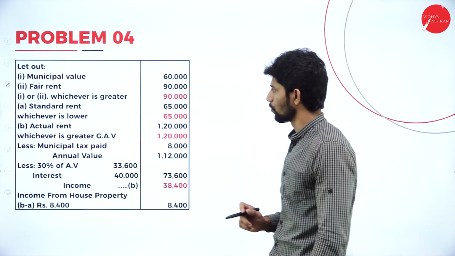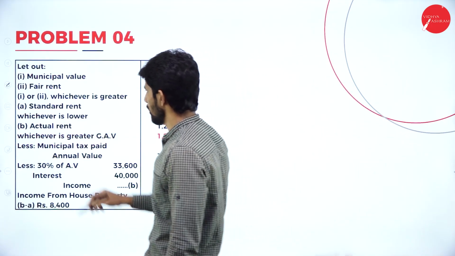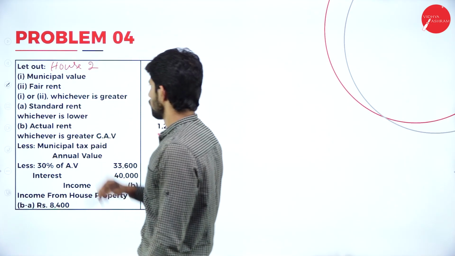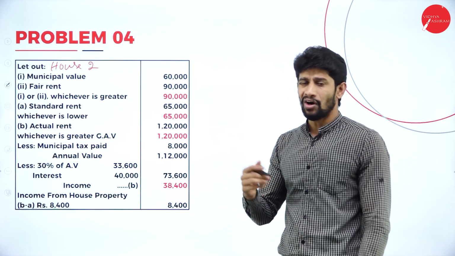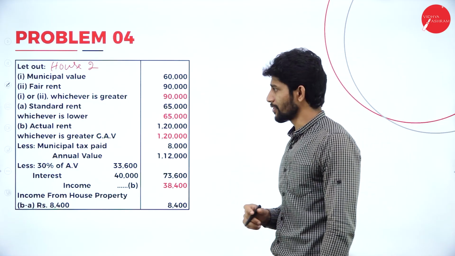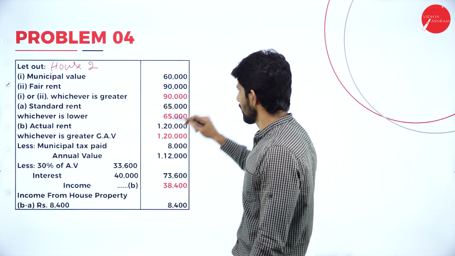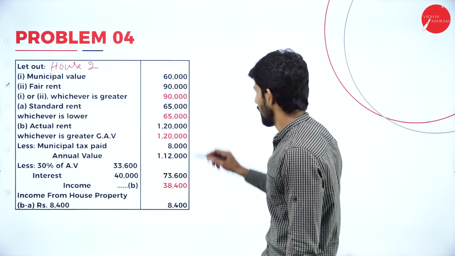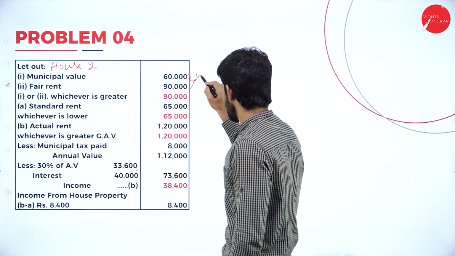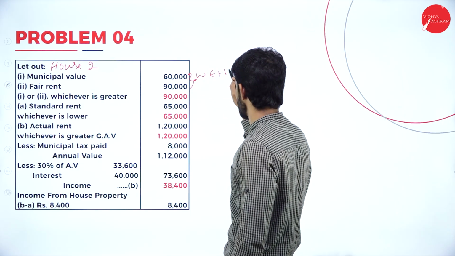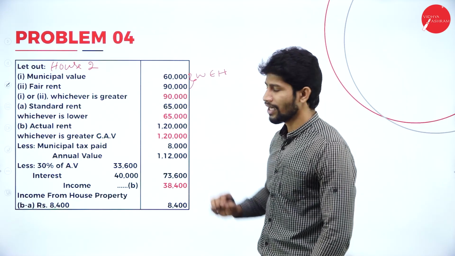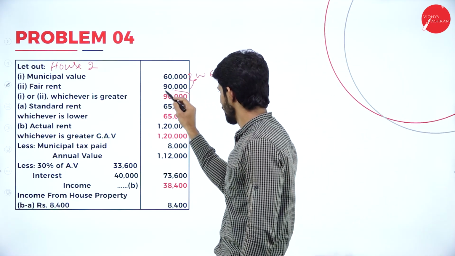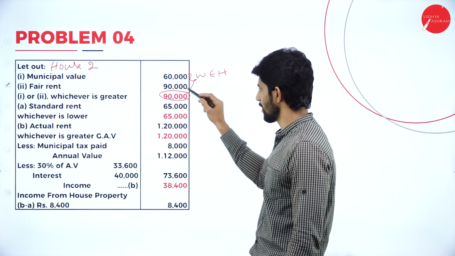So now house 2, it is let out property. All the 4 informations are given. So municipal value is given, right? Municipal value and fair rent, in these 2, whichever is high, you will get the higher value of 90,000. Okay, so 90,000 is the highest value.